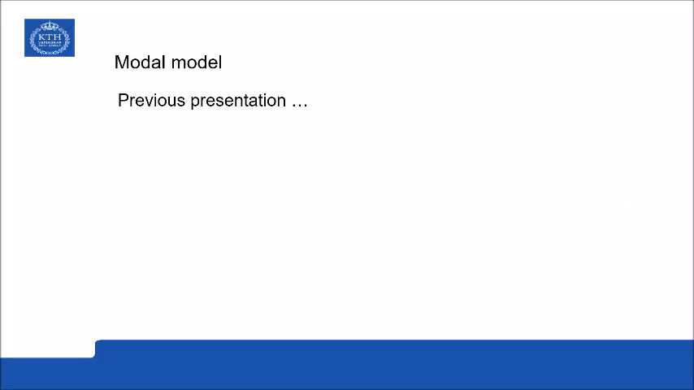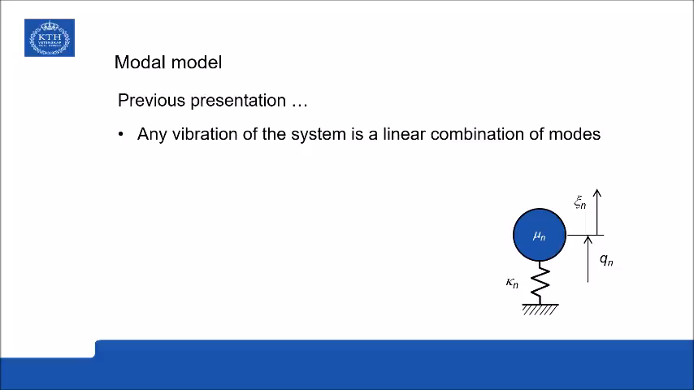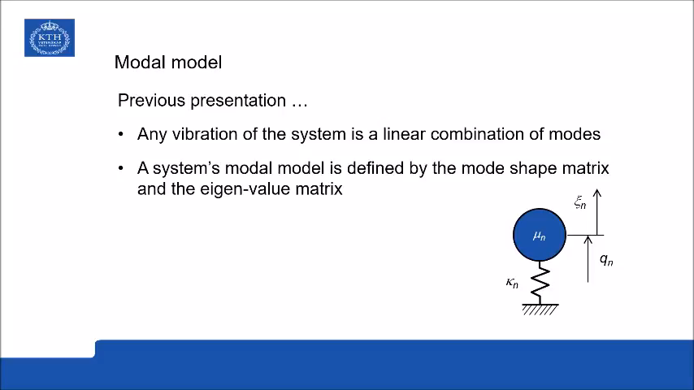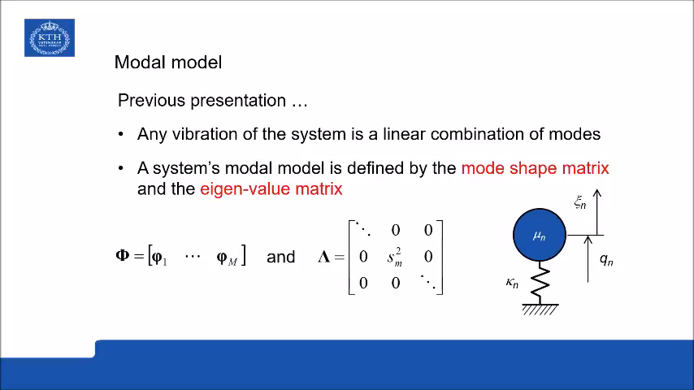First of all, from a previous presentation, we know that any vibration of the system can be expressed as a linear combination of modes. And we also know that a system's modal model is defined by the mode shape matrix and the eigenvalue matrix of the system. The mode shape matrix is composed of the eigenvectors, or mode shape vectors, as columns, like this. And the eigenvalue matrix is simply a matrix with the eigenvalues as diagonal elements.